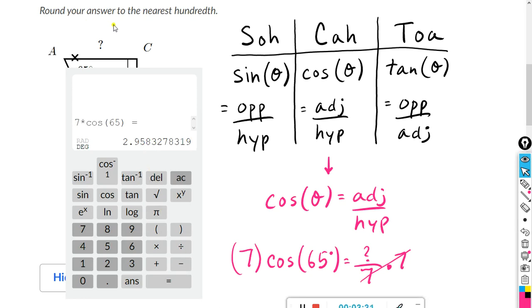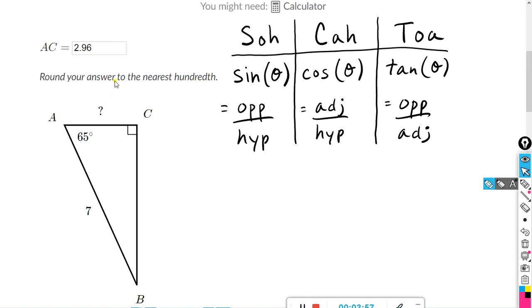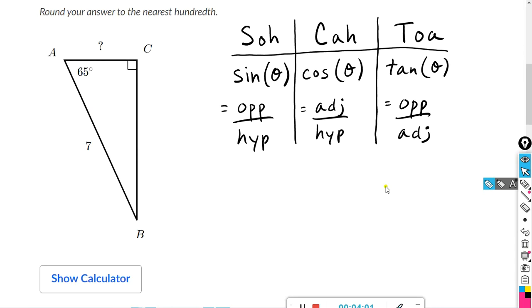Okay, now it says round your answer to the nearest hundredth. That's 2 decimal places. So you go to the third decimal. All right, and if that is 5 or more, you round it up. All right, so this 2.95 becomes 2.96, and that's what you enter in the box. All right, just type 2.96 in the box. That's the length of AC.